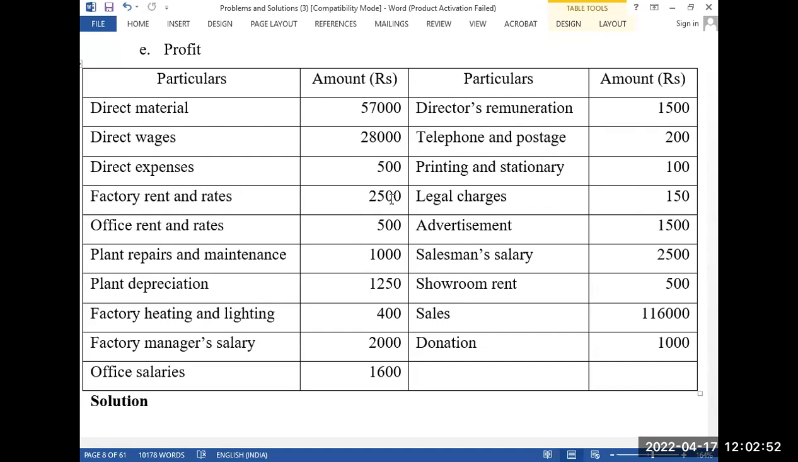So how many items are there in office overheads? Six items are there. Telephone can be anywhere: office also, factory also, warehouse also. But generally we take it into office if they are not specified.